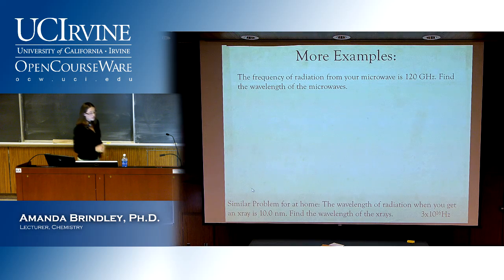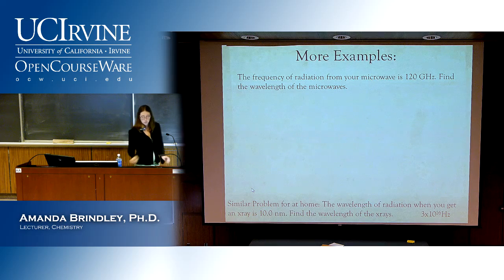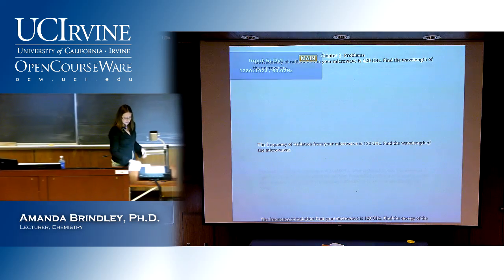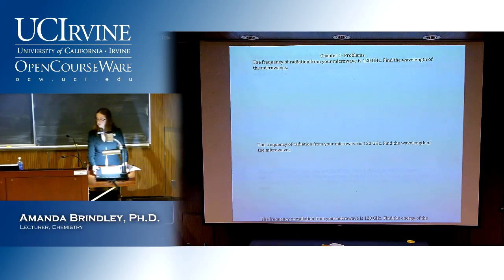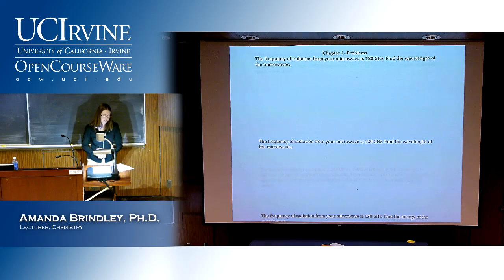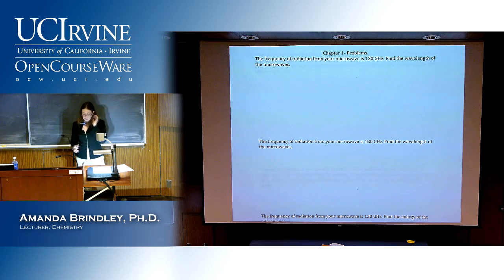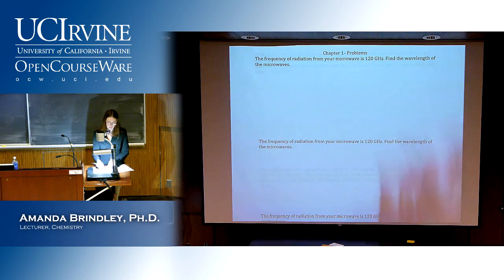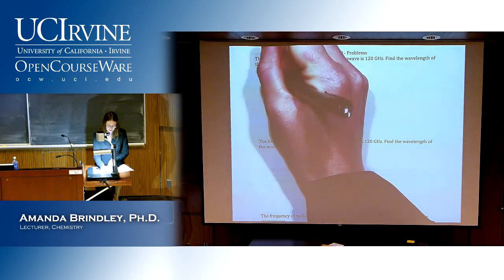Okay, so now let's do some more examples, and we'll actually just work these over on the document camera for a change of pace. Okay, so here we have the frequency of radiation from your microwave is 120 gigahertz. So we need to make sure we know what giga means. So this goes back and tests all that stuff that I asked you to study in the fundamentals chapter. So we need to first convert that. We can't have 120 gigahertz.